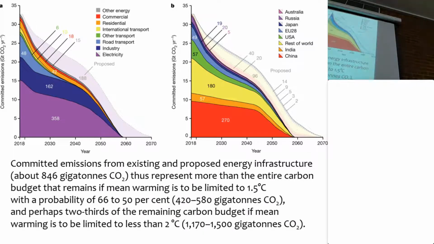So this picture here is the same as this picture here. Here it's done by an economic sector, transport, electricity, industry, and here it's done by country, right? So it's not just that investors are going to lose their shirt, but it's investors in India and China that are going to lose their shirt, right? That's where most of the commitment is.